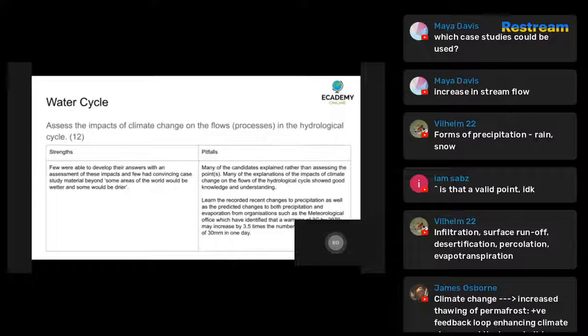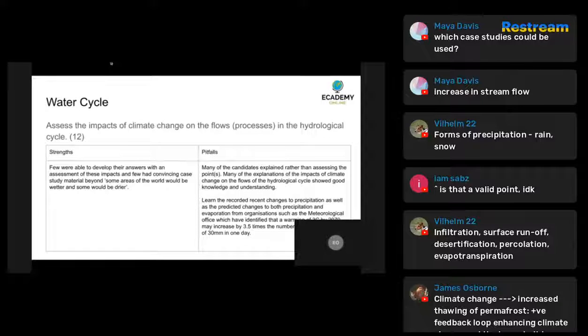And the Met Office obviously published this information, and they themselves say that warming will increase by 3 degrees centigrade by the year 2070, and may increase by 3.5 times more in terms of the number of intense rainstorms that might happen of more than 30 millimeters a day.